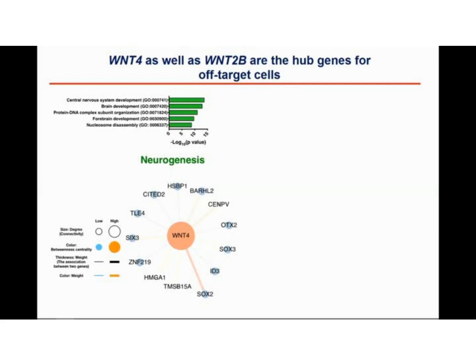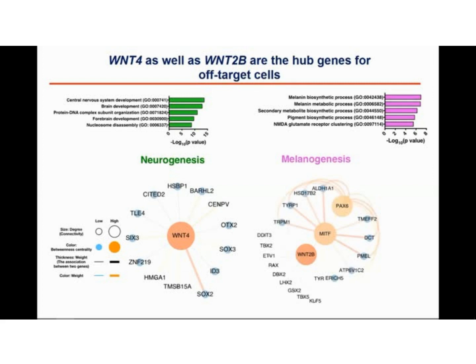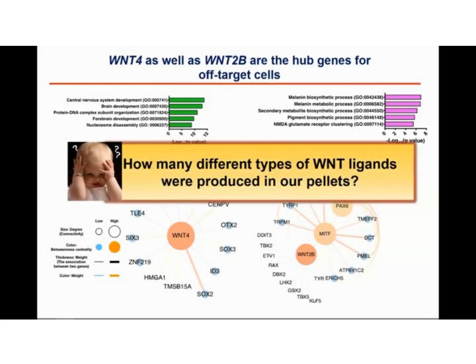In addition to neurogenesis, we also identified another unique gene regulatory network that is interesting, melanogenesis. And we find that Wnt2B is one of the hub genes. So now we see these two unique ligands, Wnt4 and Wnt2B. And the question is, which one should I target? And another question is, seriously, how many different types of Wnt ligands are produced in my chondrogenic sample?